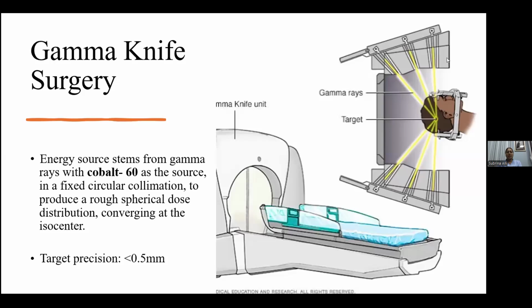So let's deal with Gamma Knife. The energy source for the Gamma Knife stems from cobalt-60, and this is done in a circular collimation. So it basically produces a spherical or roughly spherical dose, and it converges at our isocenter, as you can see in the target in my picture. The precision of Gamma Knife surgery is less than 0.5 millimeters.